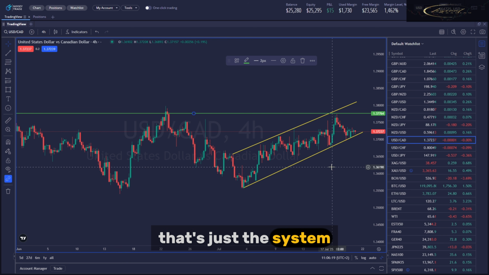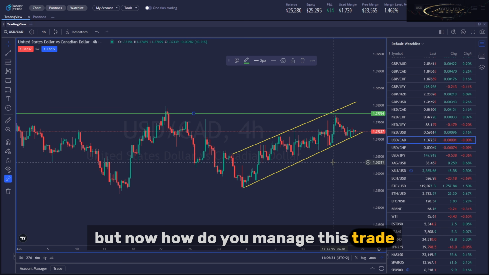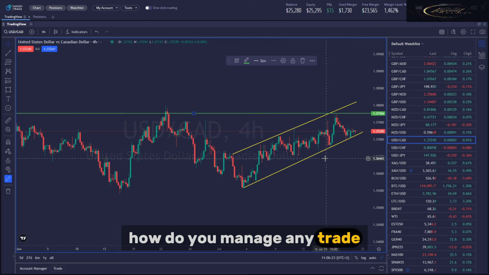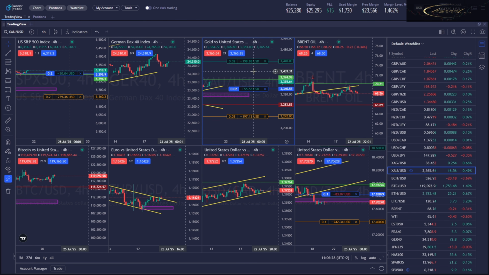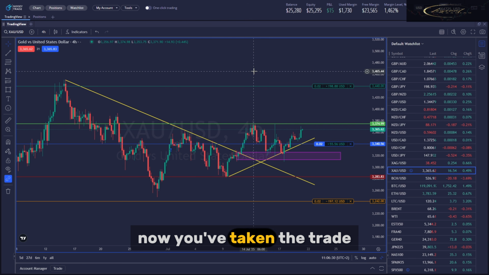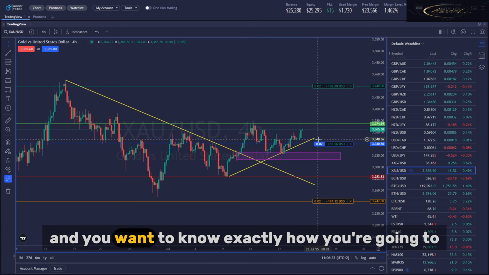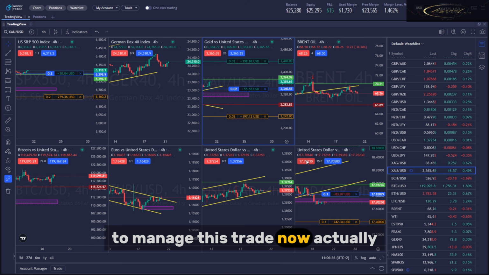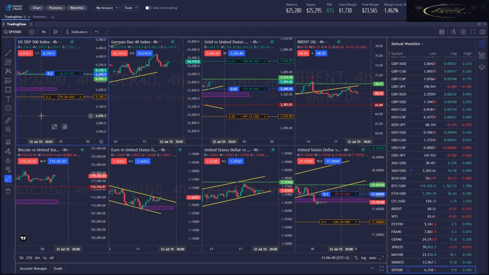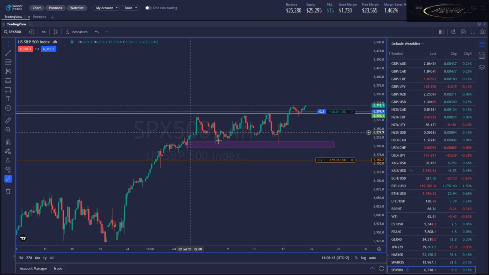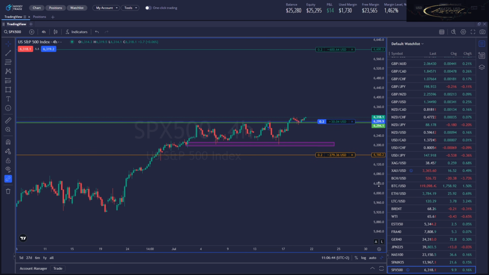That's just the system. But now, how do you manage this trade? How do you manage any trade? Really simple, really. If I look at, for example, here's the gold trade. Now you've taken the trade and you want to know exactly how you're going to manage this trade. Actually, it's going to be easier to show you maybe on this US 500 trade because there's more space here, more clean.